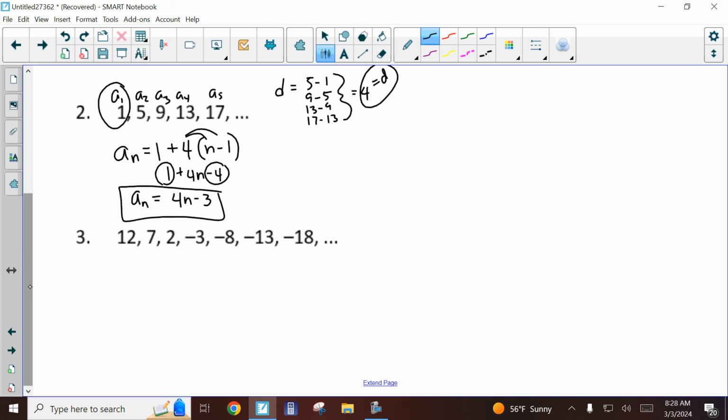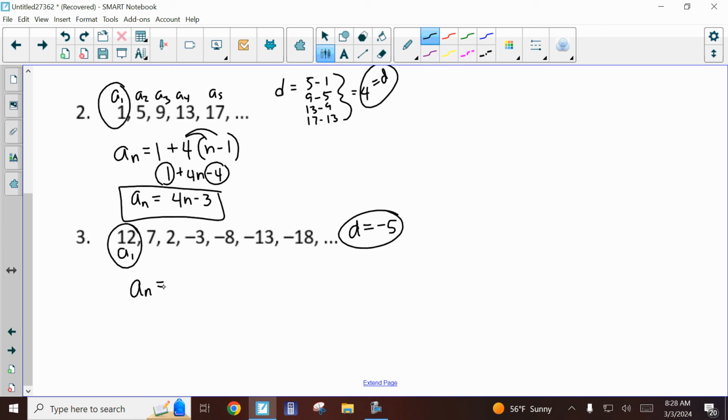Okay, next. This is a longer sequence, but that's okay. I'm noticing that the sequence is going down. From term to term, if I do 7 take away 12, 2 take away 7, negative 3 take away 2, negative 8 take away 3, negative 13 take away 8, or negative 18 take away 13, it looks like the common difference is going to be negative 5. So our A1 term is here. Now I can write my formula because this is an arithmetic sequence.